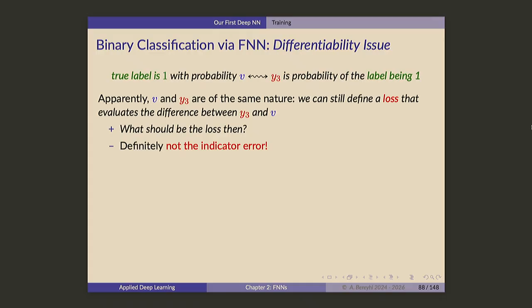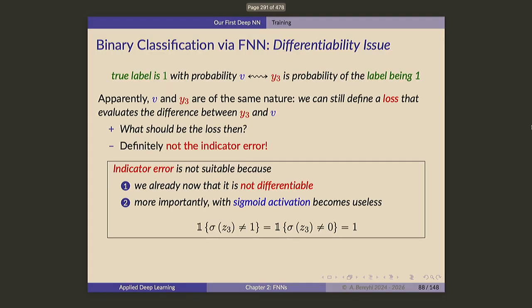Obviously, you are not going to use the indicator function anymore. There are a bunch of reasons for that. The first one is that it doesn't have a gradient. This should always be your number one issue. With no gradient, no learning. This is the first thing.